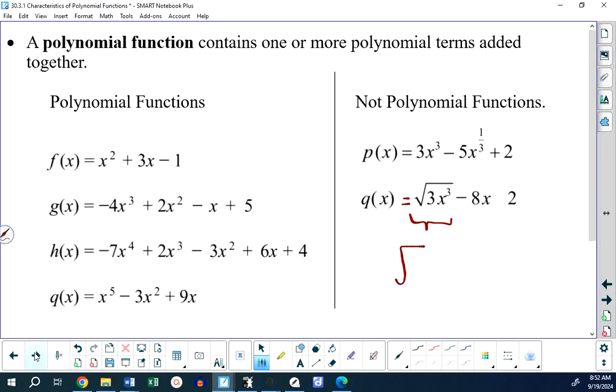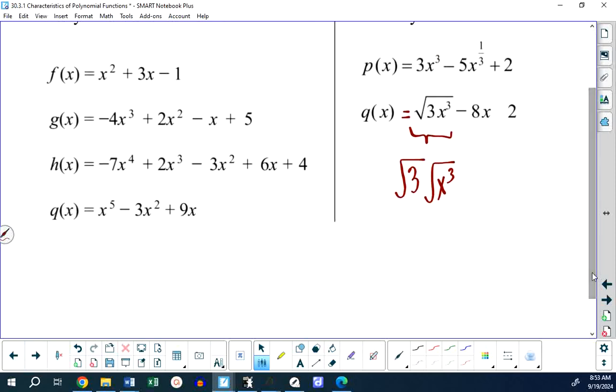The coefficient of this term is root 3. I can break that up into root 3 root x cubed. I can do that. That's allowed. And you've learned in previous courses that a square root is the same as saying raised to an exponent of a half.